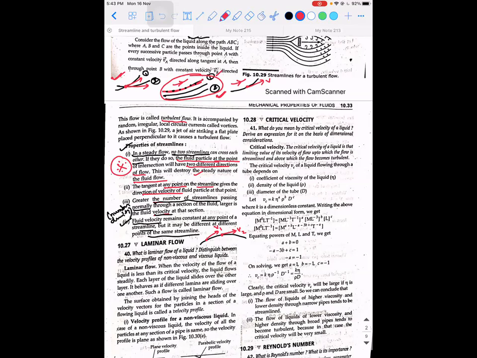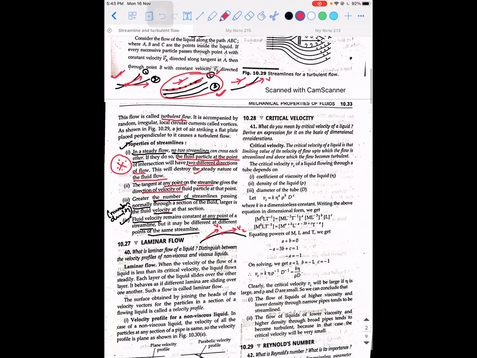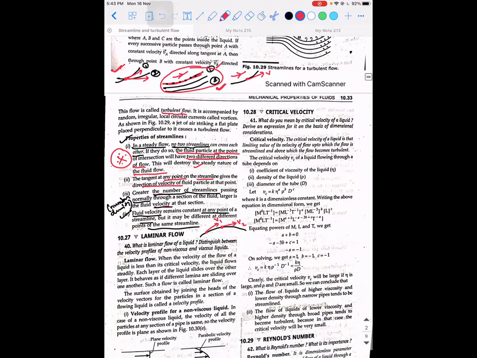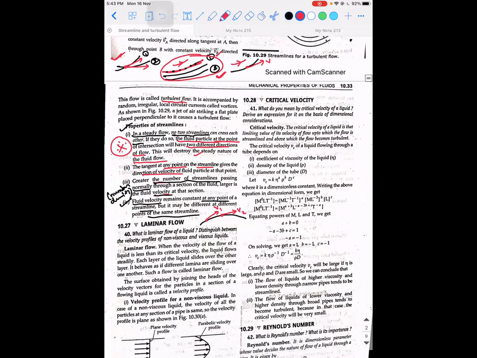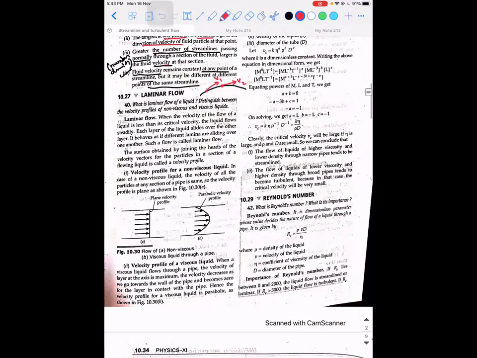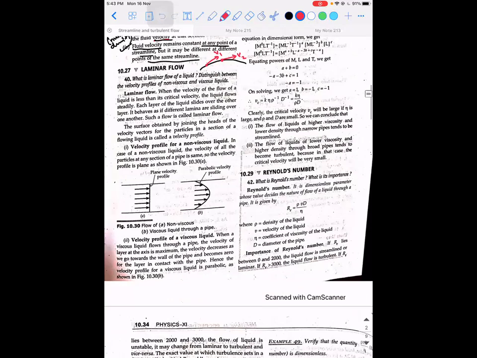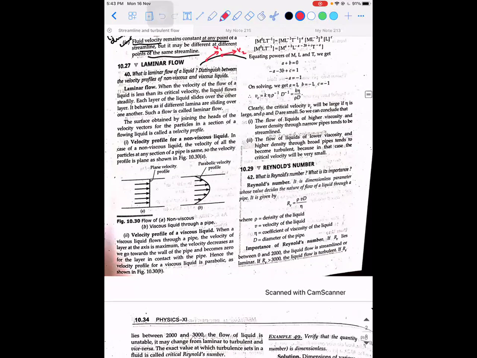So try to understand. Velocity of the fluid at a given point is always a constant, but the velocity of the fluid at different points on the streamline is different. So that is the meaning. So keeping all these points in mind, we are going to discuss about a fluid called an ideal fluid. All these things we can study later. Laminar flow and all we can study later.